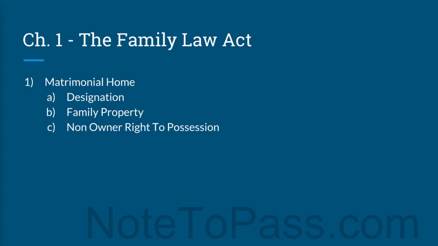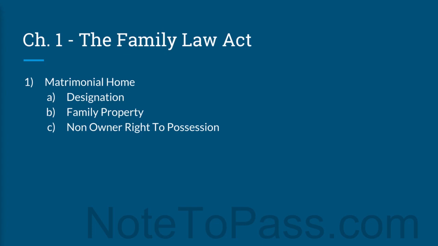So next one is designation. How we can designate a home as a matrimonial home. The process is very simple. Both spouses have to be present and have to do it together and fill out the form to register a home as a matrimonial home. It has to be both spouses.